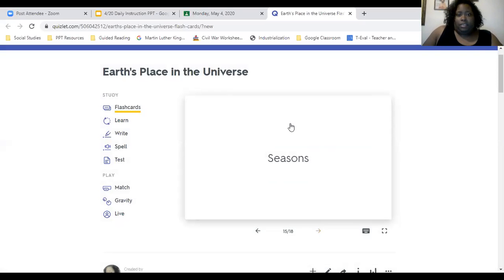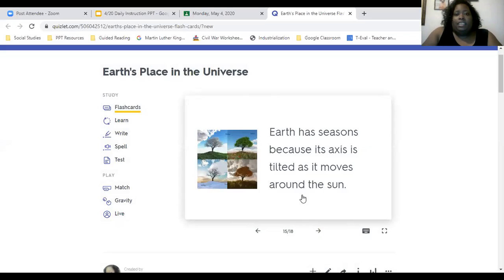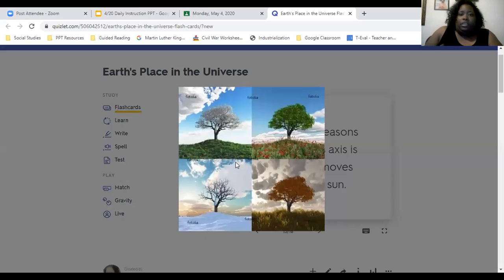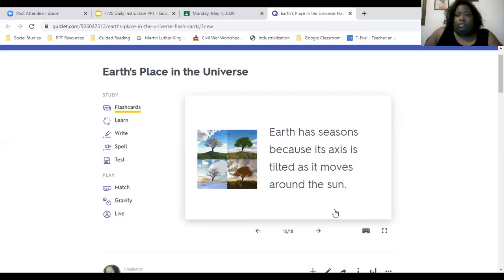Seasons. Earth has seasons because its axis is tilted as it moves around the sun. And then these are the 4 seasons. We all know those. Remember, it's the tilt, not the distance. Some people say that it's summertime because we're closer to the sun. Nah, it's the tilt, not the distance.